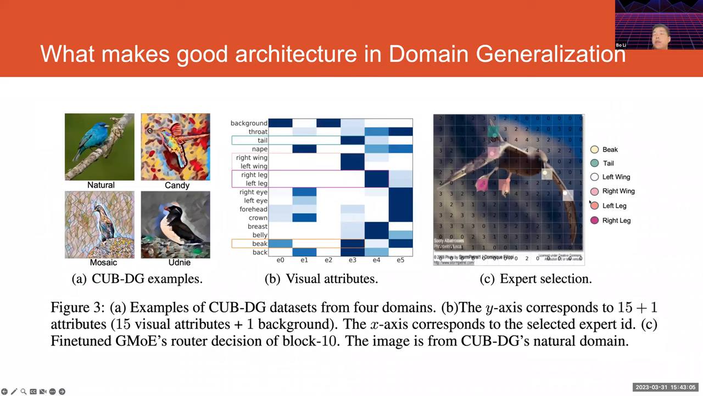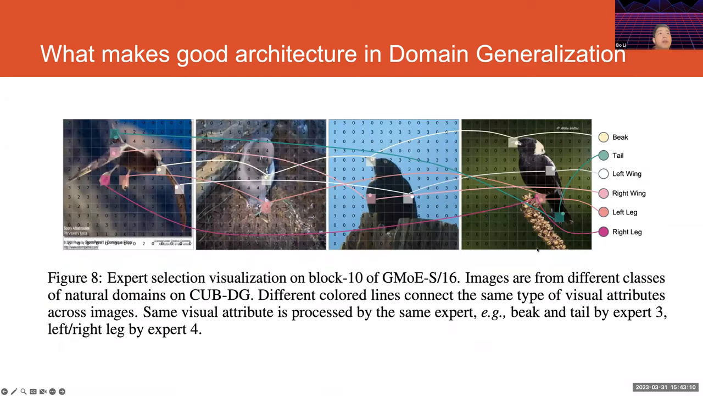And here's the visualization of the expert selections. Here's a more vivid result: you can see that in different images, the same expert, E3, is associated with the beak when recognizing the bird in different images, and the tail is also processed by expert three in different images.